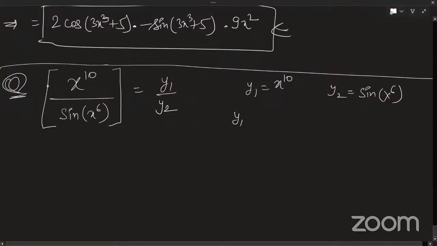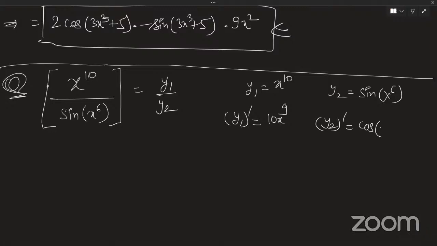So first tell me what will be y1 dash? It will be 10x raised to the power 9. What will be y2 dash? Tell me, what will be its derivative? Cos of, tell me. 6x to the power 5.